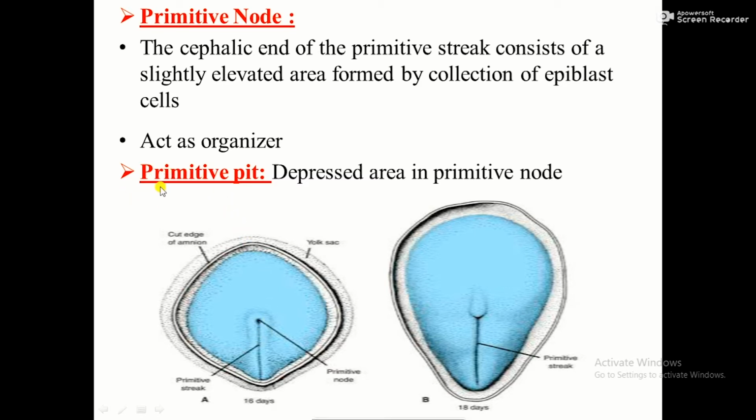So we have another structure we call the primitive pit. The primitive pit is found in the depressed area of the primitive node, just in the middle of the primitive node. Look: this is the primitive streak, the primitive node, and the primitive pit inside it. I may ask you about these definitions or their origin.